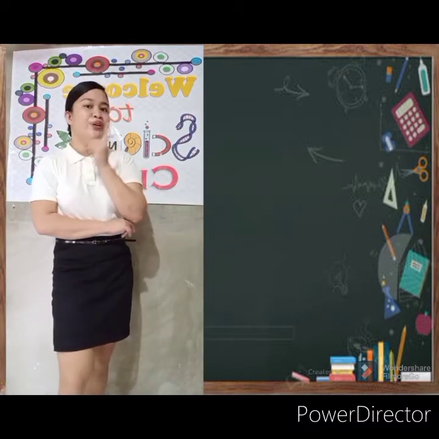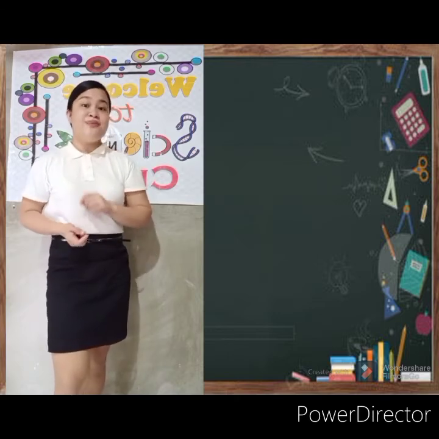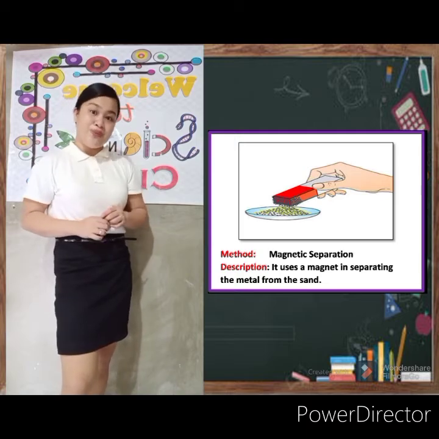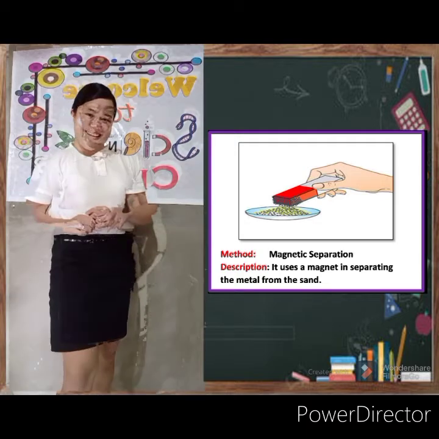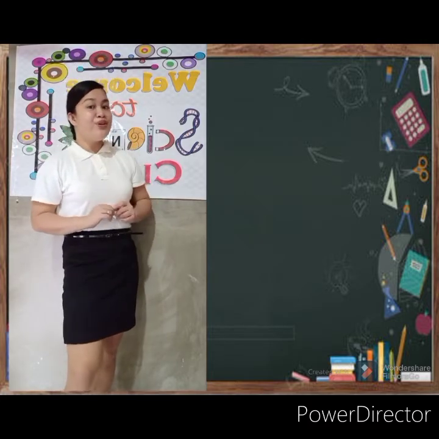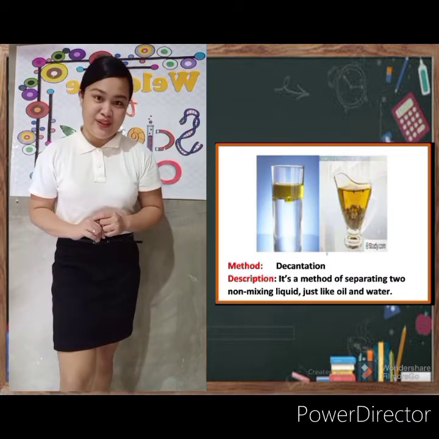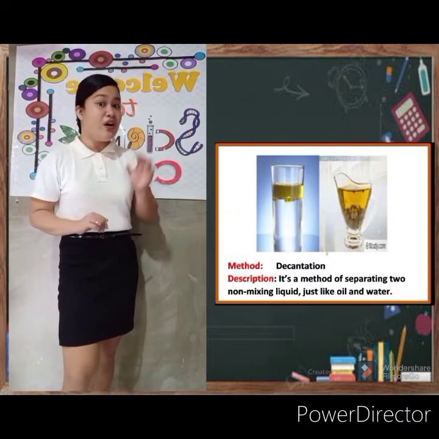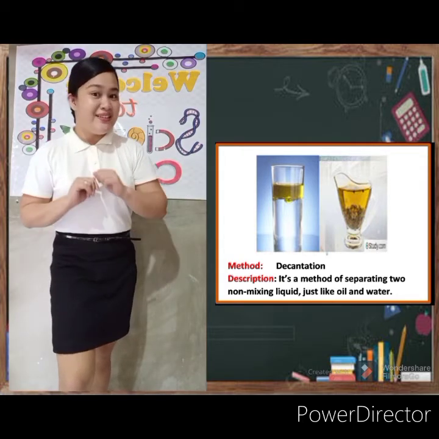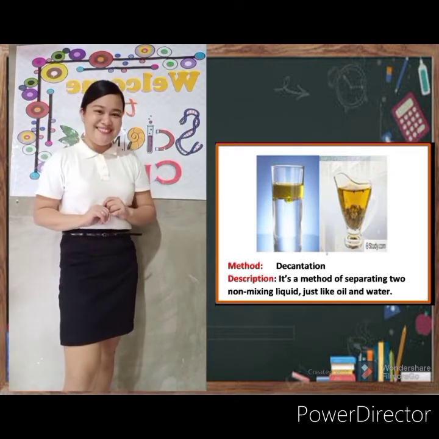What do you think for number 3? Number 3 uses the magnetic separation. It uses a magnet in order to separate the metal from the sand. How about number 4? Number 4 uses the decantation method, wherein it separates the oil from water through pouring out the upper layer, which is the oil.